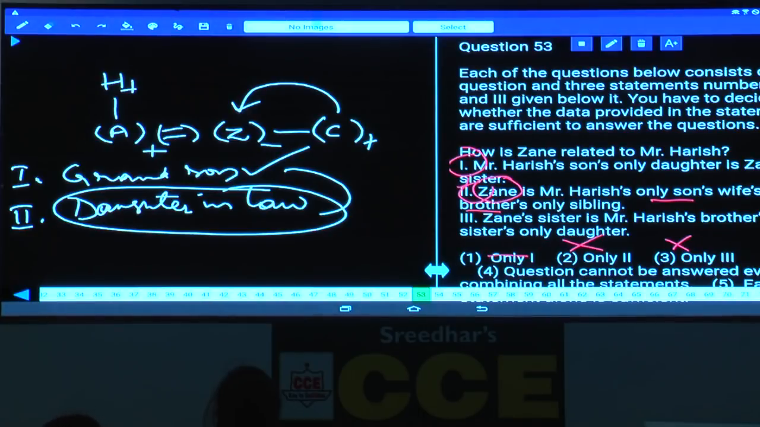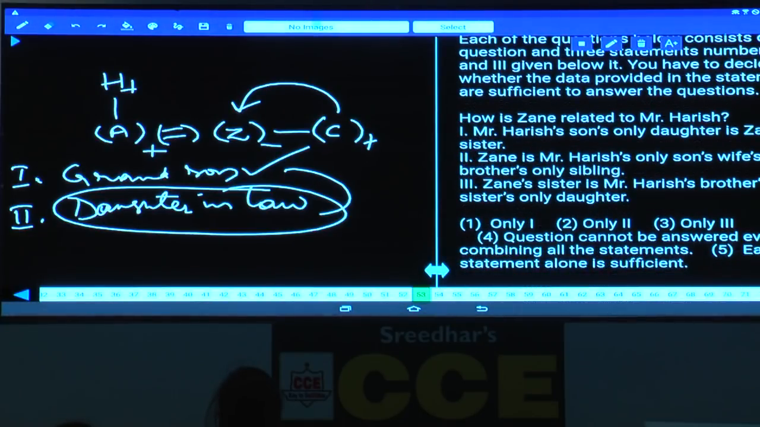Each statement alone is sufficient. Hence we can directly go for choice 5 without checking the third one. If only either 1 or 2 were sufficient, then I should go for 3 also. Hence if the number of statements were more, this is how you are supposed to eliminate the choices.